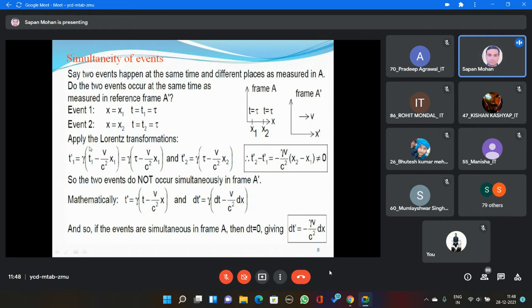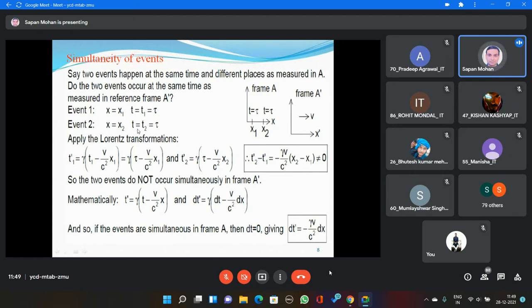Clear? Now we apply the Lorentz transformation because now we want to relate these things to the frame A dash. When we relate the coordinates from one frame to another frame, we have the transformations. In the classical case, we have the Galilean transformations. But in special theory of relativity, because we are taking objects moving with velocity approaching the velocity of light, here we will take the Lorentz transformations.